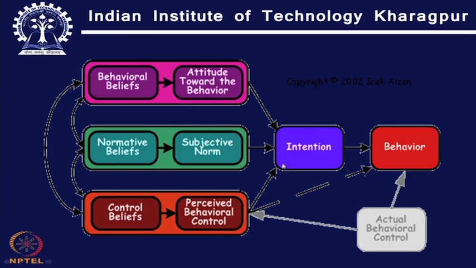This will affect your intention and actual behavior, because it changes the intention into the expected behavior and acts as actual behavioral control. The intention, while getting translated into behavior, is influenced by perceived behavioral control and my belief about how much I can control my behavior, whether I am confident that I can change my intention into my actual behavior. All these factors will influence the intention, and then it will get translated into the actual behavior.